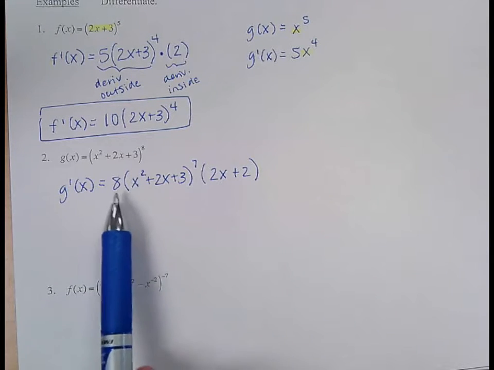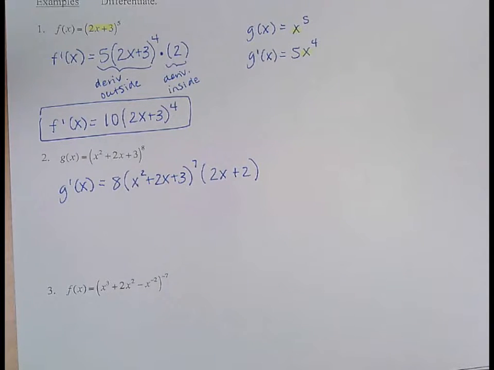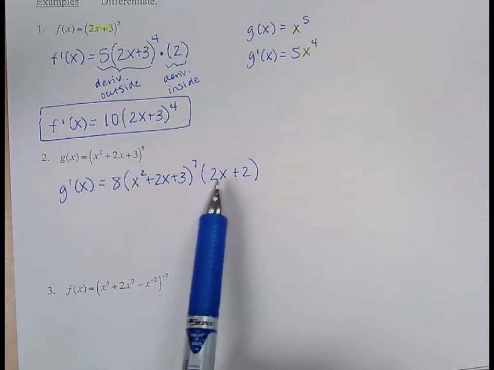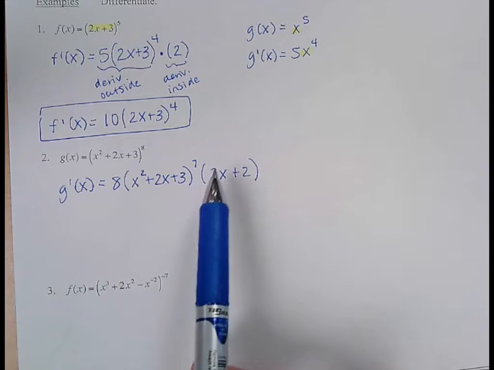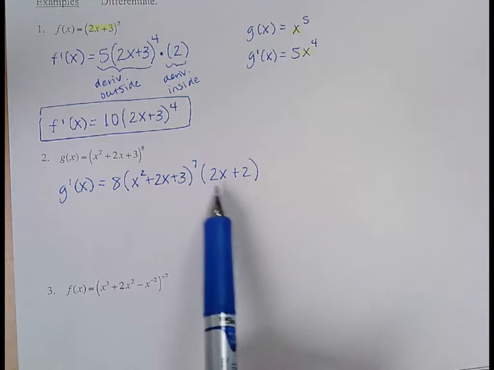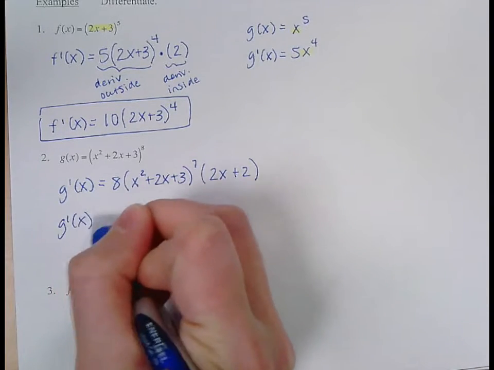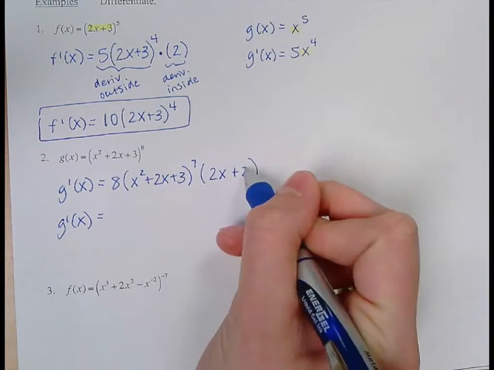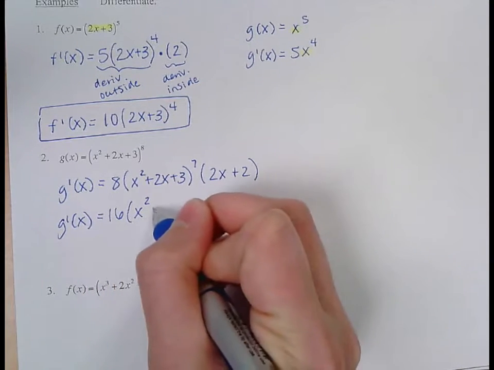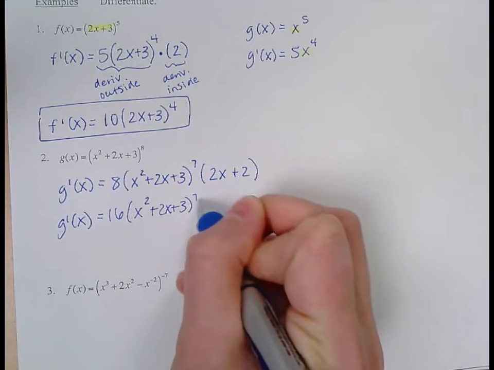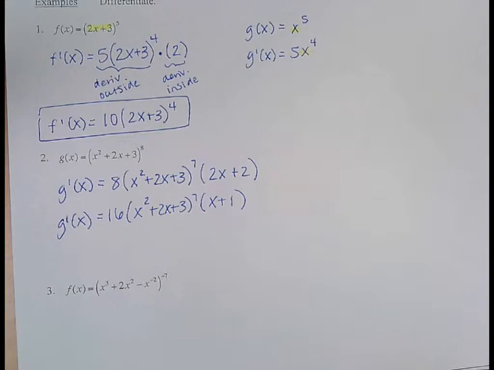Okay, so this, in terms of simplifying, I would probably just leave this as is, leave it in the factored form. You could, if you wanted to distribute the 8 to the 2x plus 2, it's not really necessary. You could factor out a 2 from the 2x plus 2. So I guess I would write that. If I factored out the 2, it would get multiplied by the 8. So it'd be 16 times the quantity x squared plus 2x plus 3 to the 7th, and then this quantity would become x plus 1. So that would be a way to further simplify it.